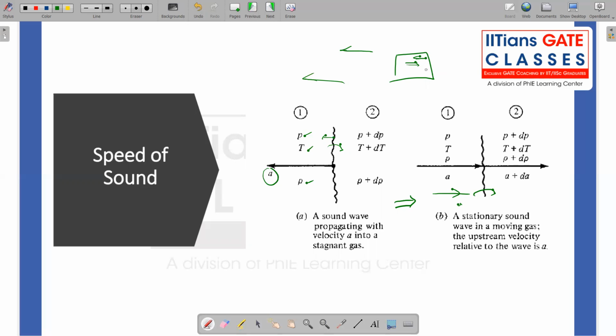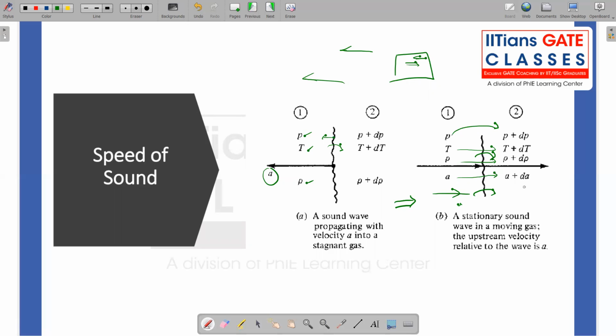So whatever forces or results we extract from this experiment mimic the flow physics when the aircraft is moving in still air. Same idea over here. We are keeping a stationary wave with a medium which is moving towards the wave, right? Again, across the wave there is a jump in properties. P is going to change as P plus dP. T is going to change as T plus dT. Rho is going to change as rho plus d rho. And the speed A is going to change to A plus dA.